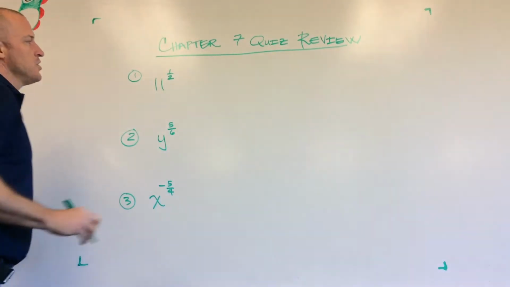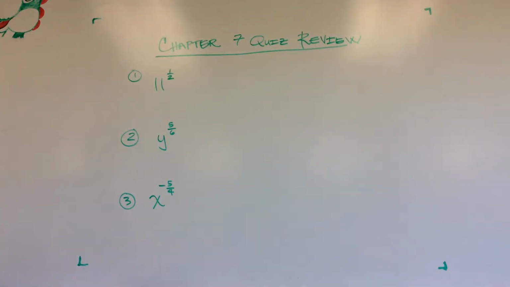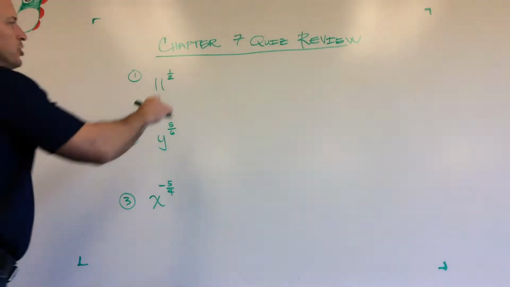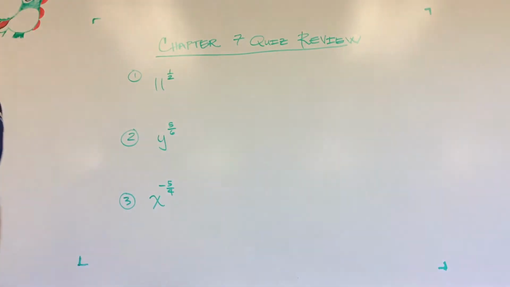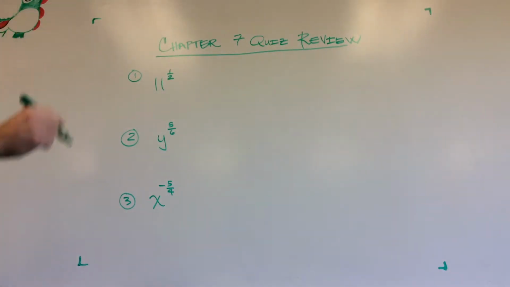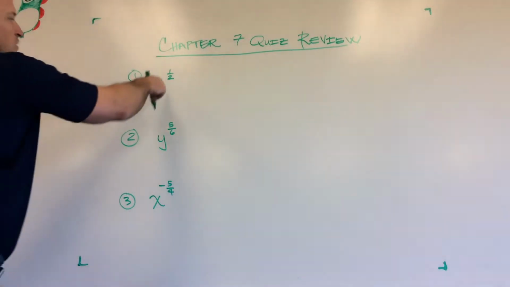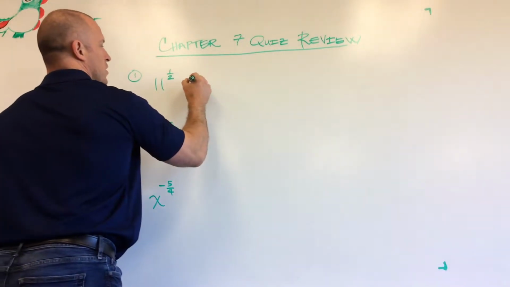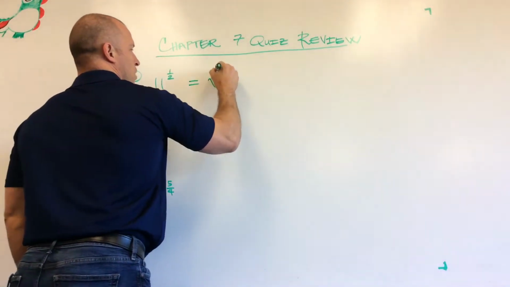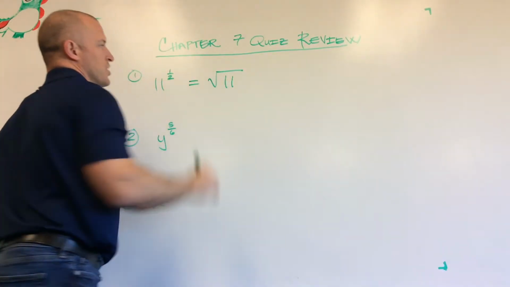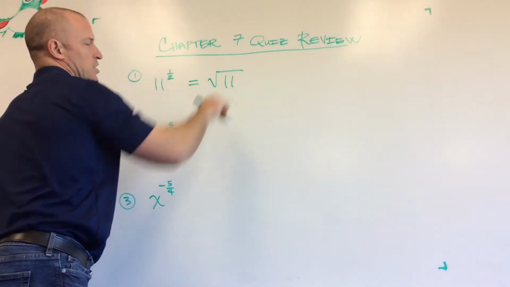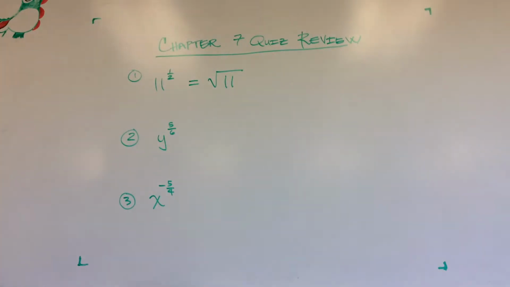Here with 11 to the 1/2 power, anytime we look at a fractional exponent, we look at the bottom number of the fraction to determine the index of the radical. We use the top number for the power of whatever's going in here. So in this case, it's a square root. The 2 is understood. 11 to the power of 1. We don't have to write to the power of 1.